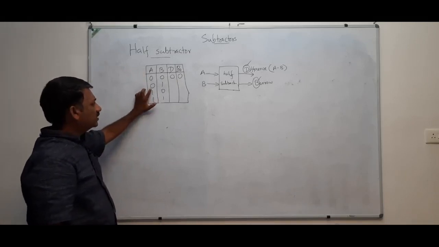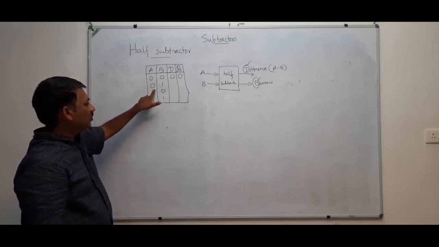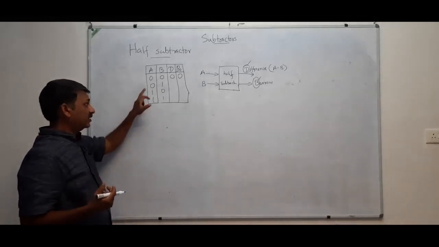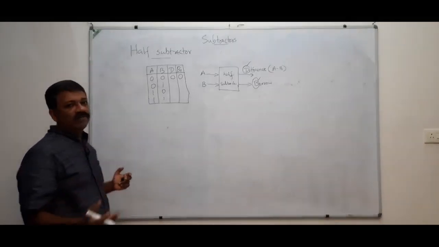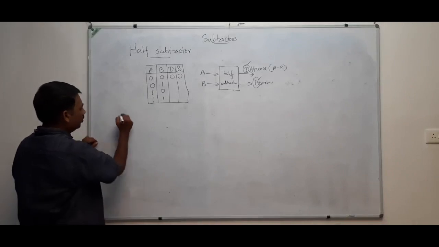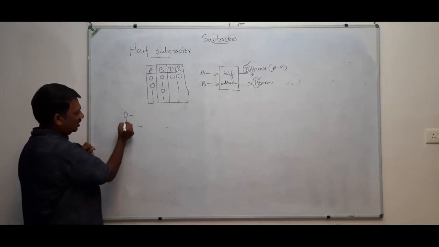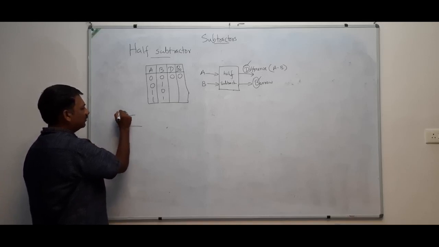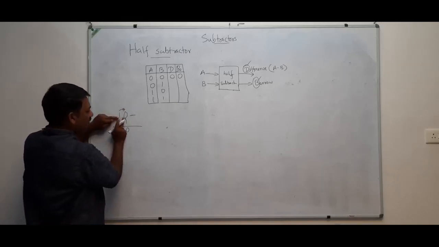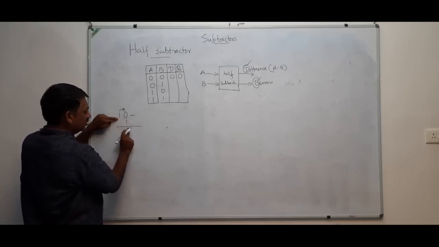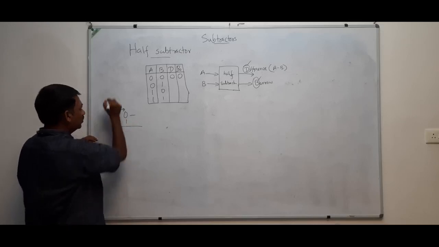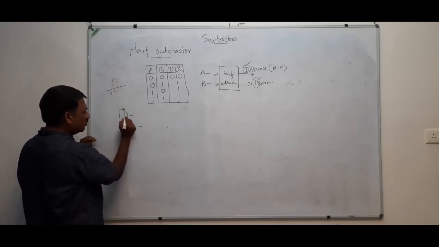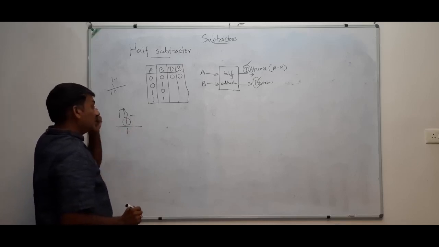And 0 minus 1 means subtracting 1 from 0. You do not have anything there, so you borrow a 1 from the left, and that 0 becomes 10. Then 10 minus 1 is 1 plus 1, which is 10. So when we subtract 1 from 10, the result is 1, and the borrow is also 1.